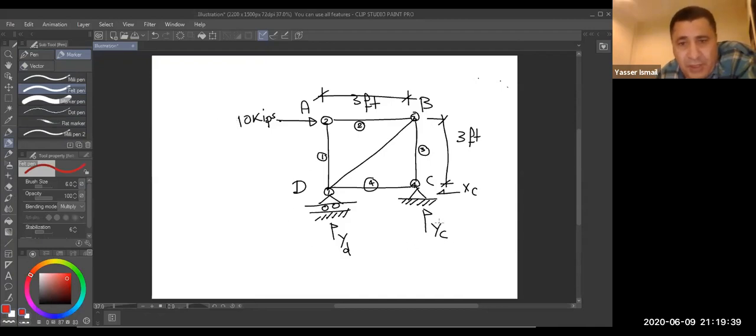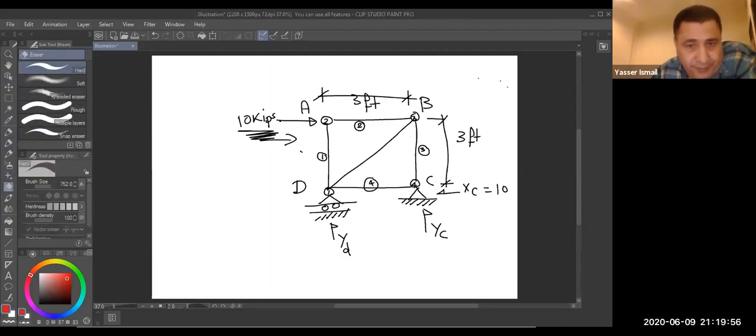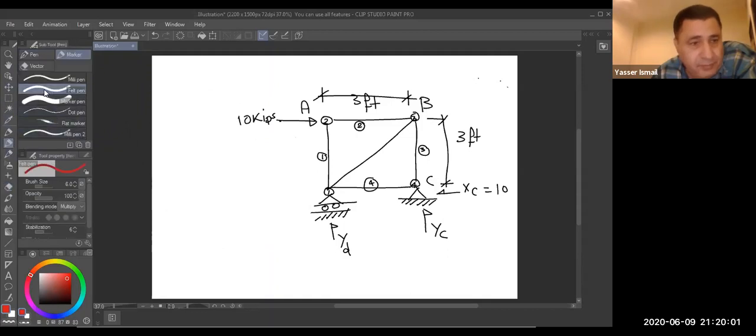The reaction here, X C, is equal to what? X is equal to 10, because the sum should be 0. 10 in this direction, opposite to it in this direction. Okay. I need to calculate Y D.